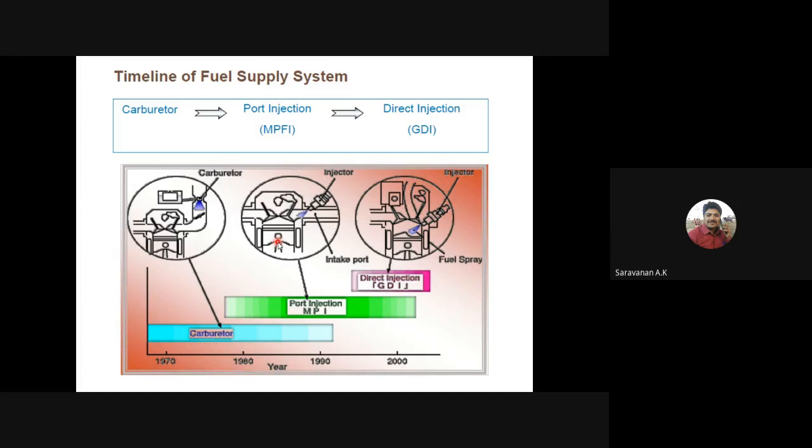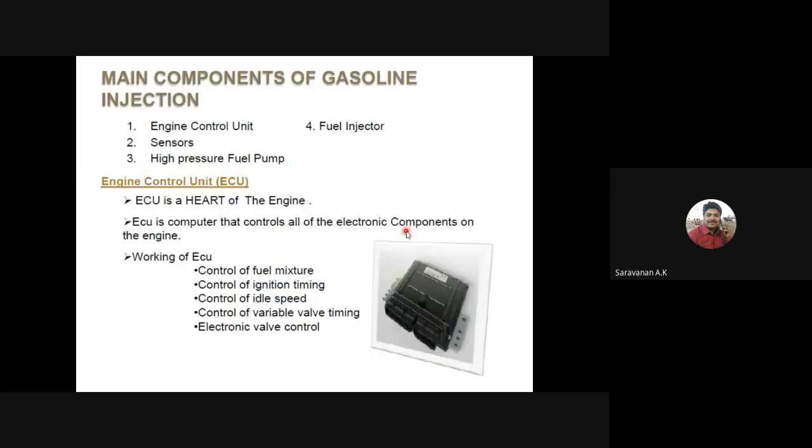Now in GDI engines, the fuel is injected in the combustion chamber itself. Through the inlet manifold, only the air is supplied to the combustion chamber. After that, we inject the fuel directly in the combustion chamber. That type of injection is called the gasoline direct injection system. These are the major components we have seen in the last class.